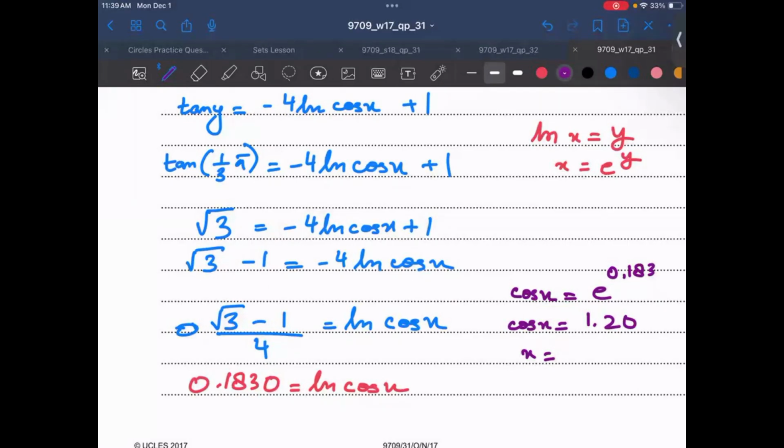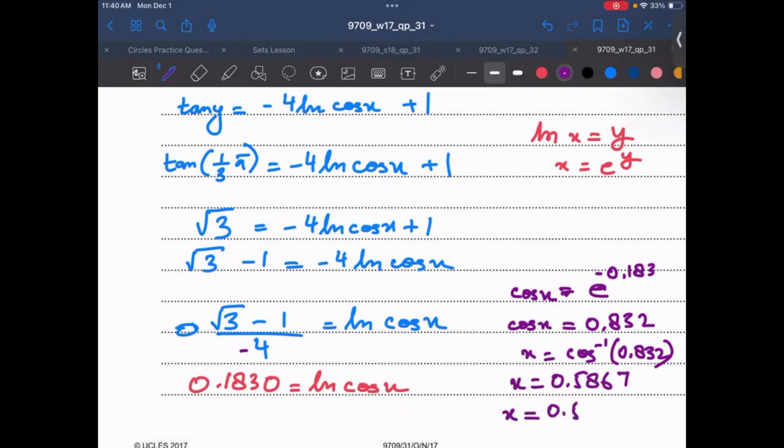Okay, so the mistake, I think, is because we did not use a negative sign over here. So this should have been root 3 minus 1 divided by minus 4. So this will become minus 0.813, and then shift e to the power 0.813, that is 0.832. So we'll get cos x is equals to 0.832, and x will be equals to cos inverse of 0.832. So shift cos inverse of the answer, and that will make it 0.5867. And in three significant figures, our answer will be 0.587.